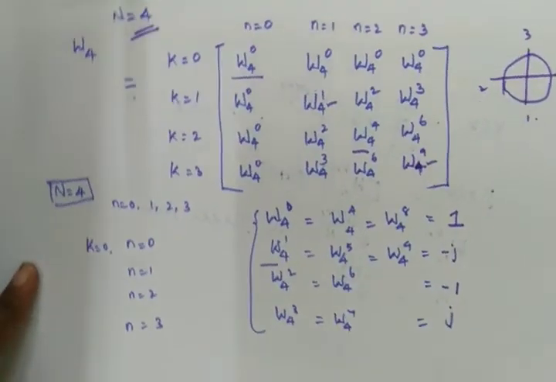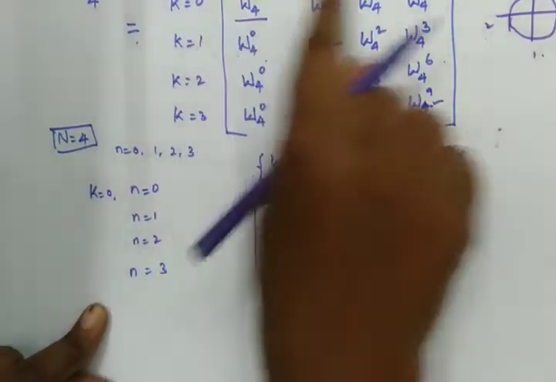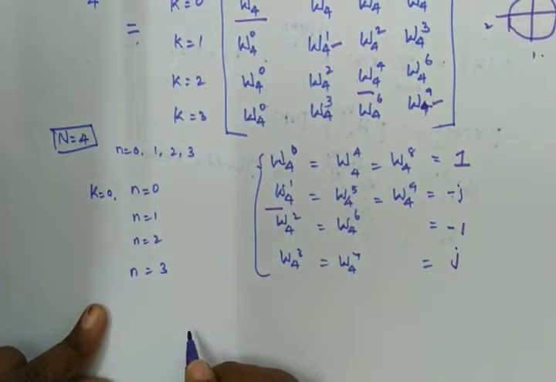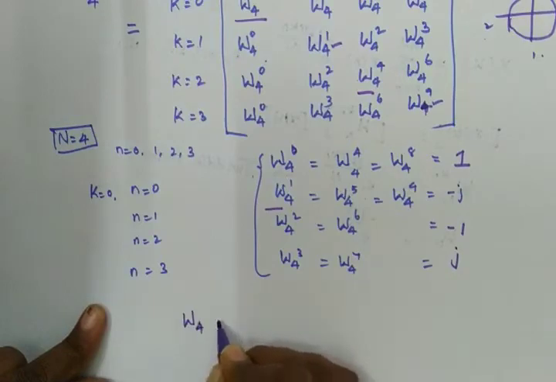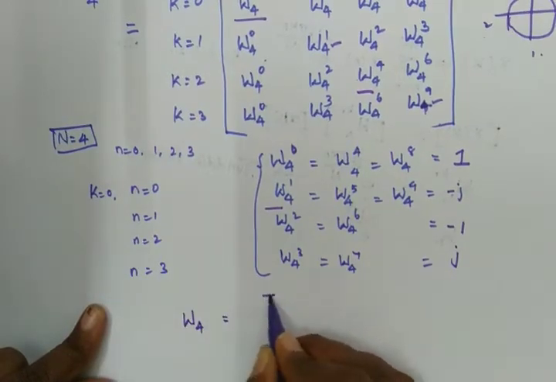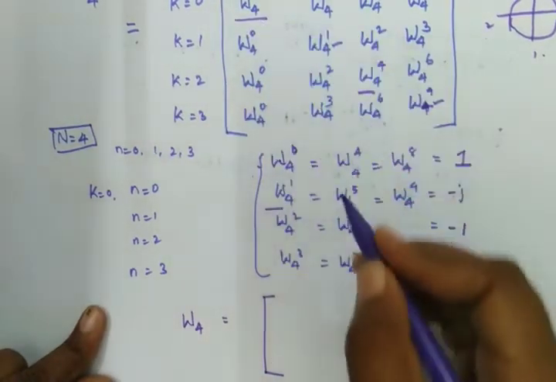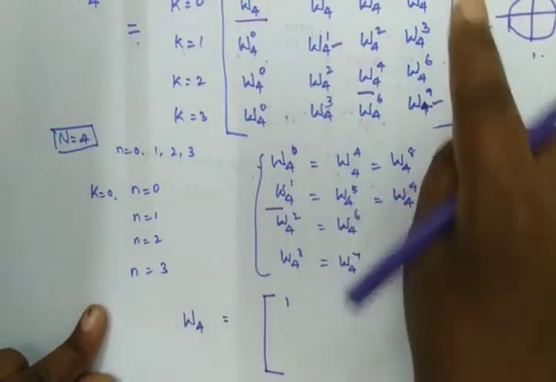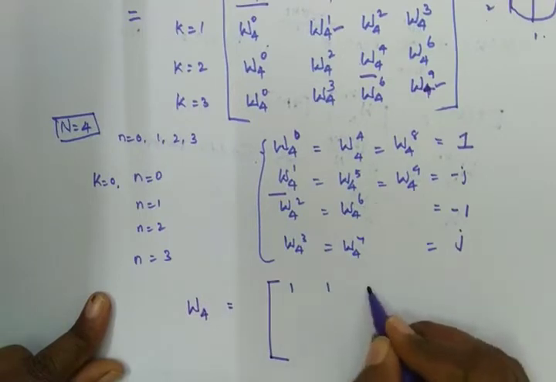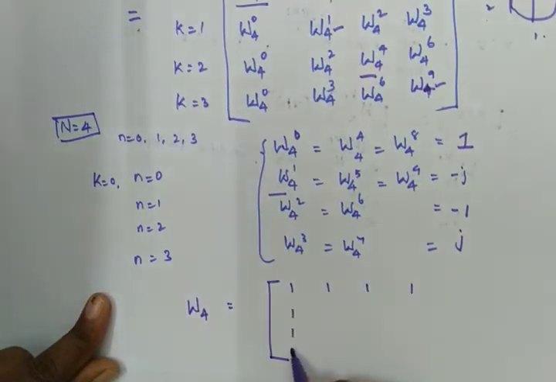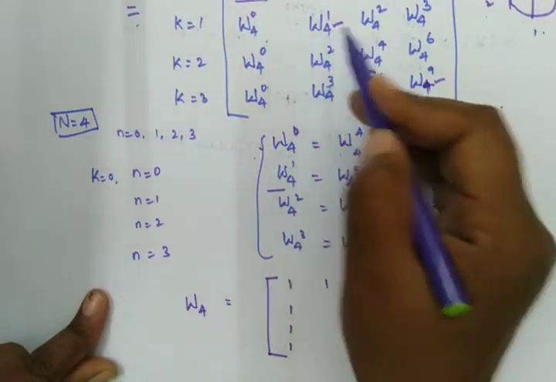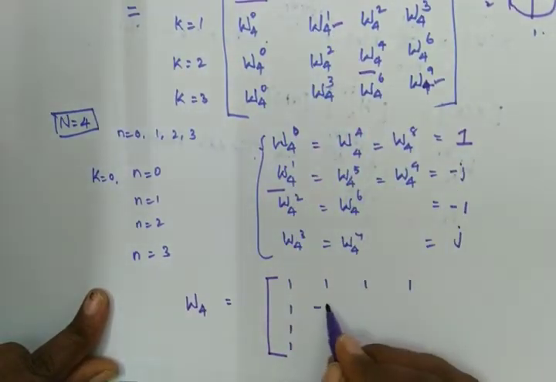Now what we have to do is write this in the matrix form. We have to substitute these values in the matrix form. Now what is W4? Substitute the value W4 power 0, which is 1. So W4 power 0 everywhere will be 1. So 1, 1, 1, 1, and so every value in that row will be 1. Now what is W4 power 1? W4 power 1 is minus j.